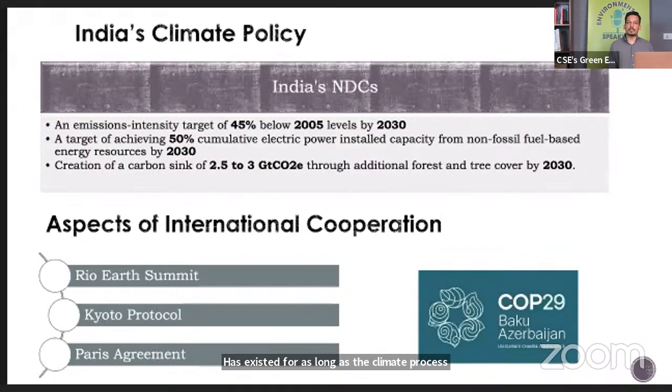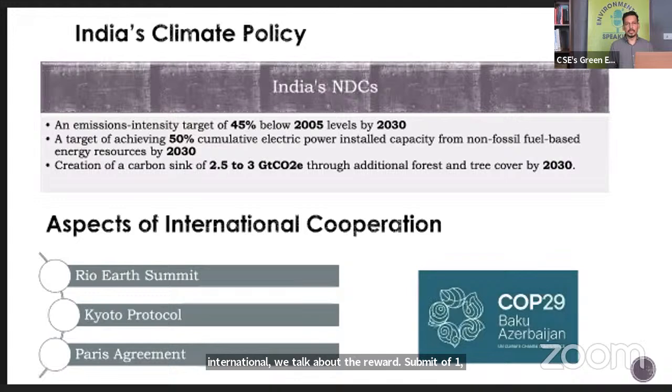It has also set its nationally determined contributions or national commitments under the Paris Agreement. The quantified ones are listed here. So it's quite ambitious in that India also has its development challenges and developmental goals. Then when we get on to talk about the aspects of international cooperation, we talk about the Rio Earth Summit of 1992, where it all began.